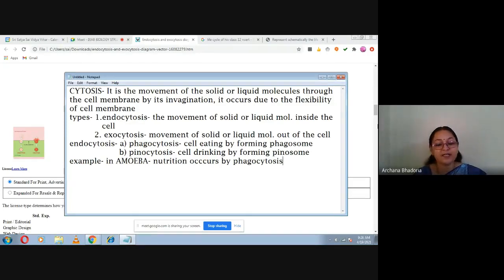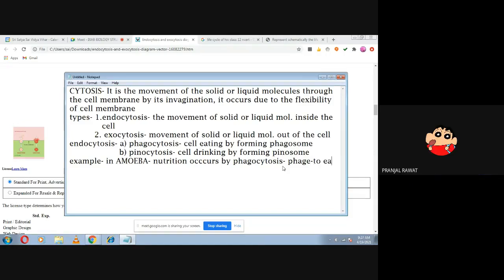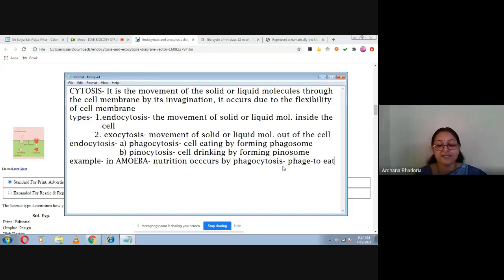Is it very clear? And remember children, the word phago is coming from phage. You can write down the meaning: phage means to eat, eating. So that's why this word is phagocytosis.